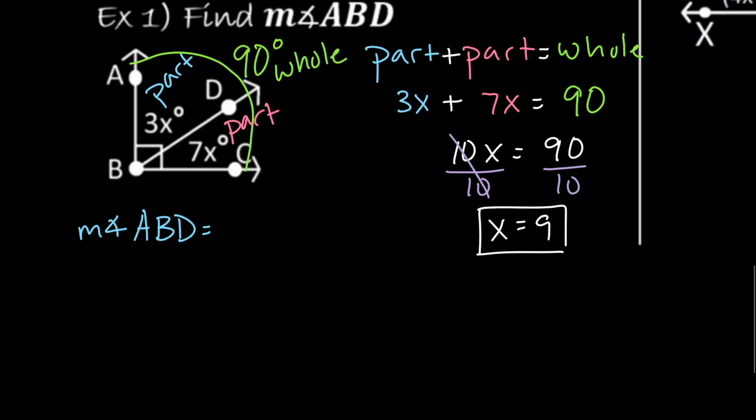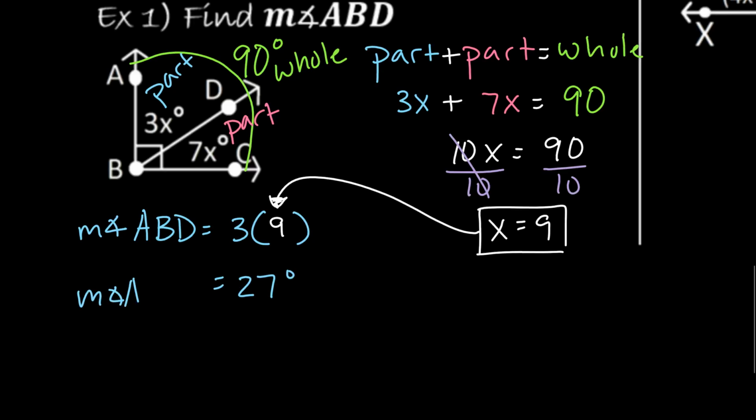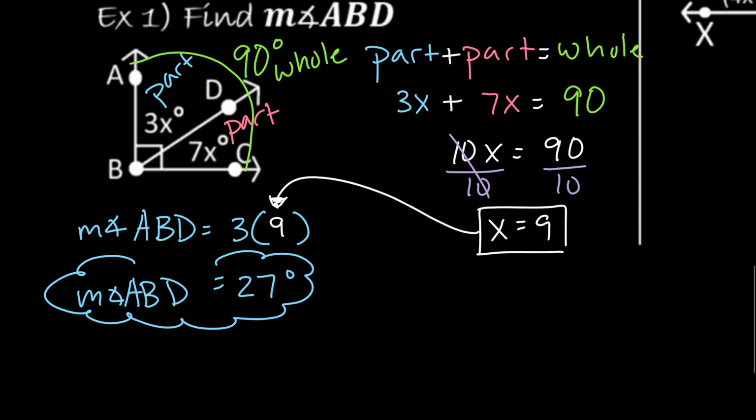Which, what is the expression on ABD? 3x. And what did I solve x to be? So 3 times 9 is? So the measure of angle ABD is 27 degrees.